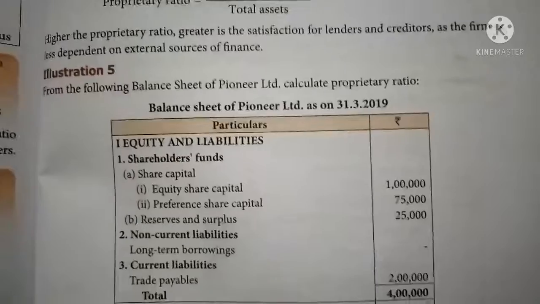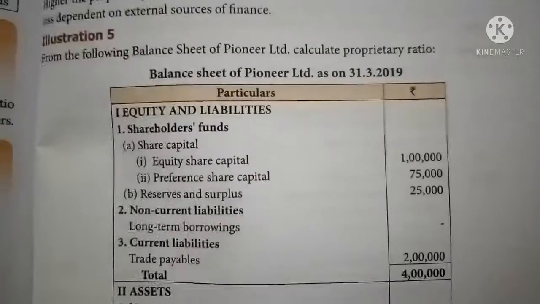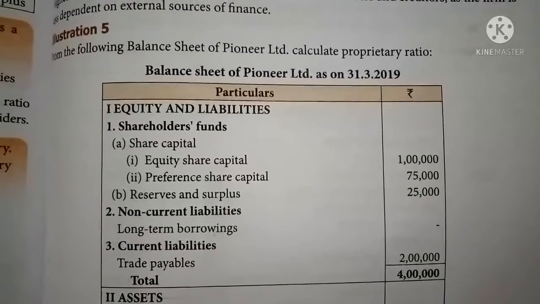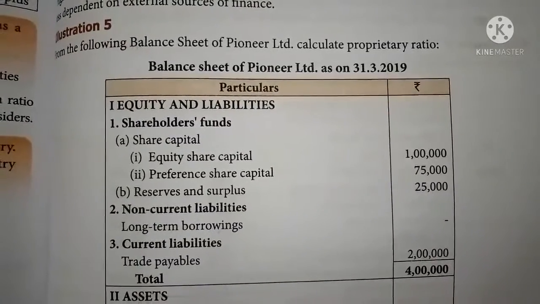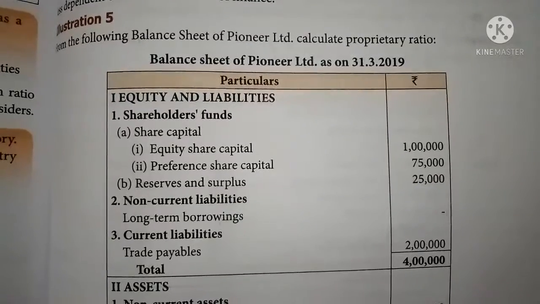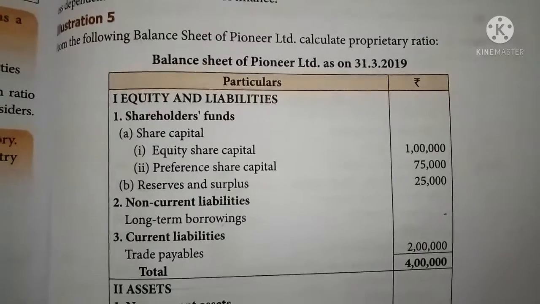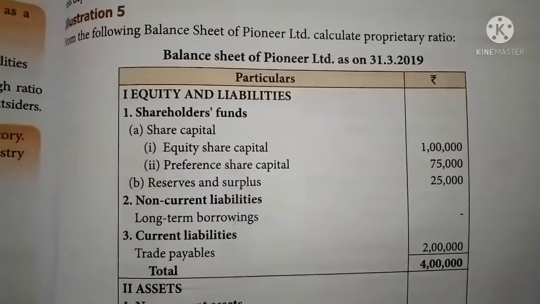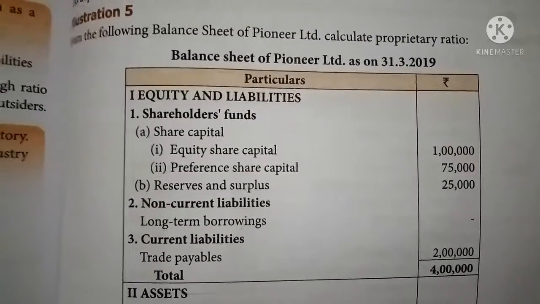From the following balance sheet of Pioneer Limited, calculate proprietary ratio. In this example sum, some information is given. We should make a work note for shareholders fund. In this example, the shareholders fund will be equity share capital, preference share capital, reserves and surplus. That is 1,75,000 and 25,000. The total will be 2 lakh. It is the shareholders fund.